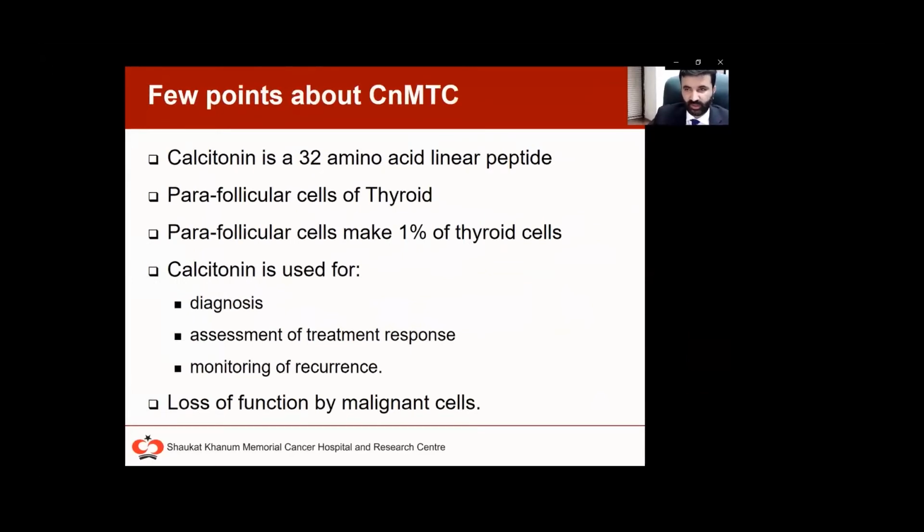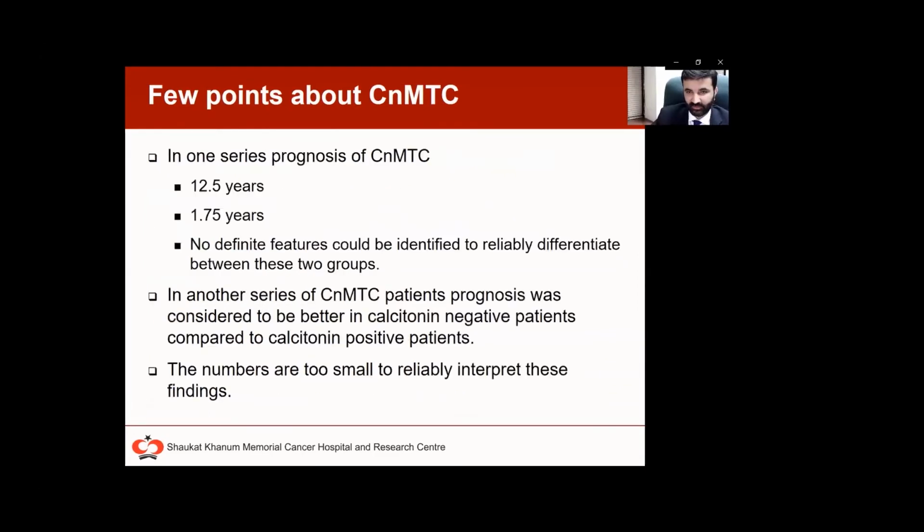So a few interesting points about the calcitonin negative MTC I just found in the literature. Calcitonin is 32 amino acids, a linear peptide produced from the parafollicular cells of thyroid that make 1% of the thyroid gland. Importantly, from the clinical point of view, we use calcitonin for the diagnosis or assessment of treatment response and monitoring of recurrence of patients with medullary thyroid cancer. There were more than one explanations in the literature about the reason for the loss of calcitonin production in these MTC, but the most likely explanation was the loss of function, which you can expect in malignant cells.